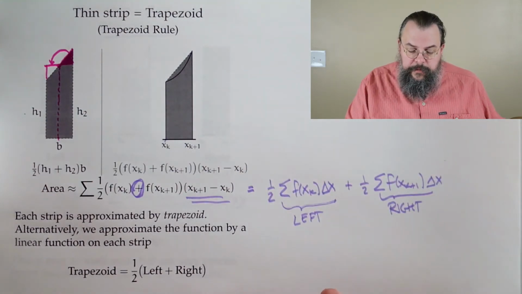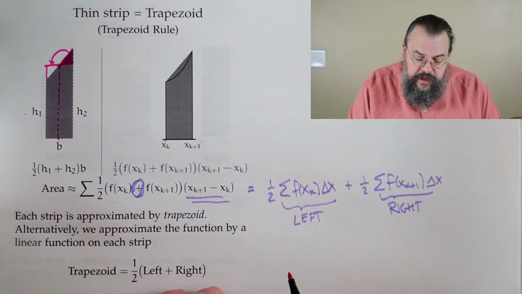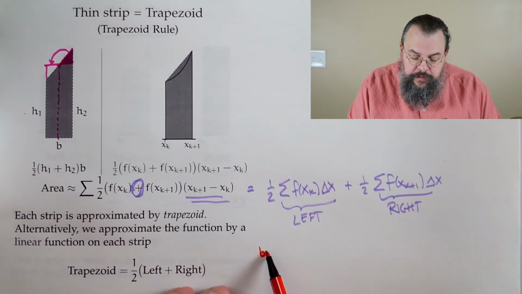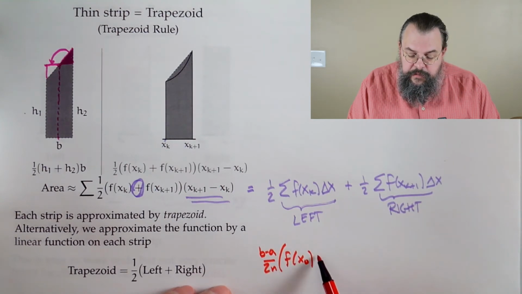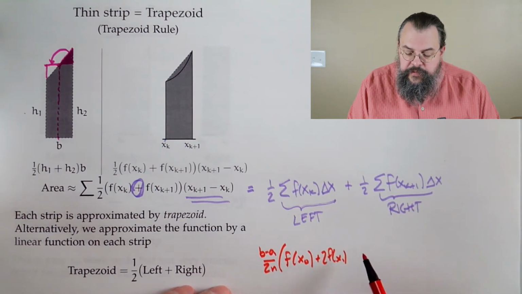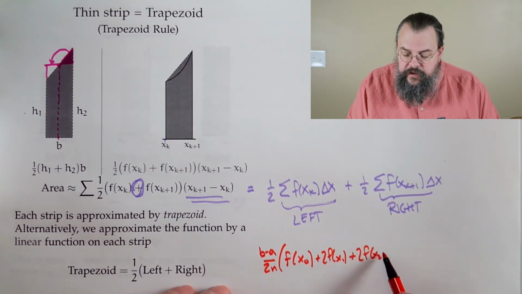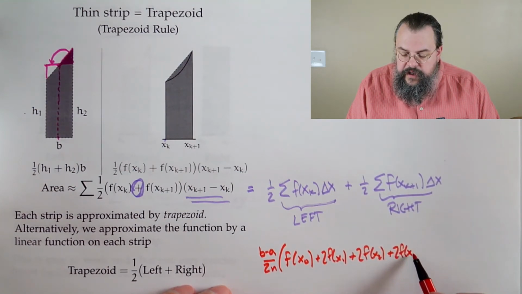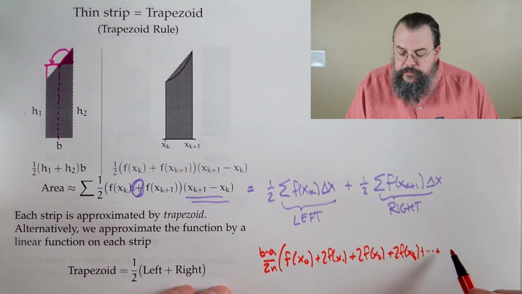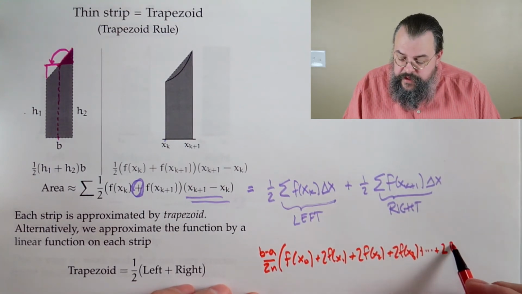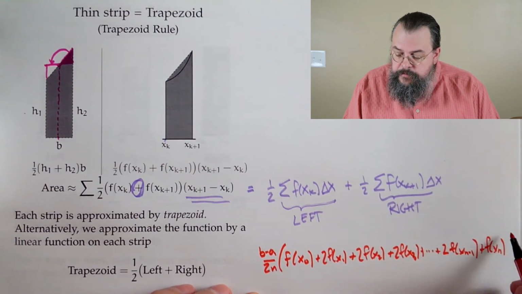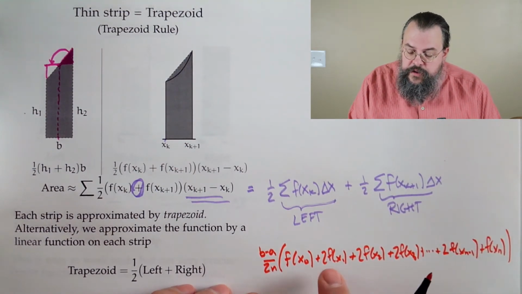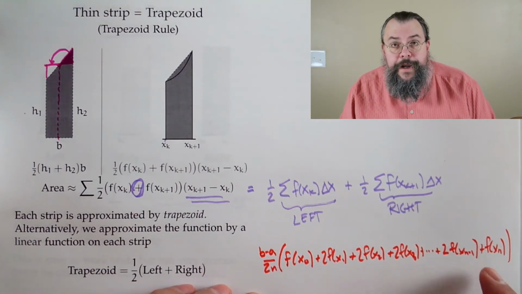If you write down what happens here, you could say that the trapezoid rule becomes b minus a over 2n, and then it's f of x0 plus 2f of x1 plus 2f of x2 plus 2f of x3 and so forth, plus 2f of xn minus 1 plus f of xn, and the coefficients are 1, 2, 2, 2, 2, 2, then 1 on the end.